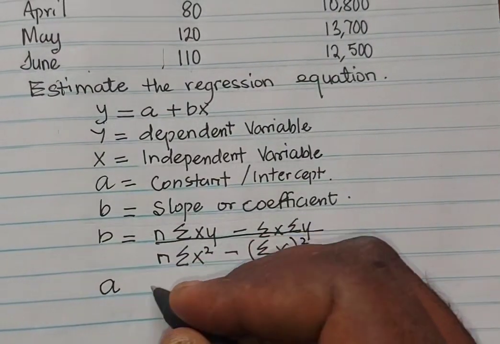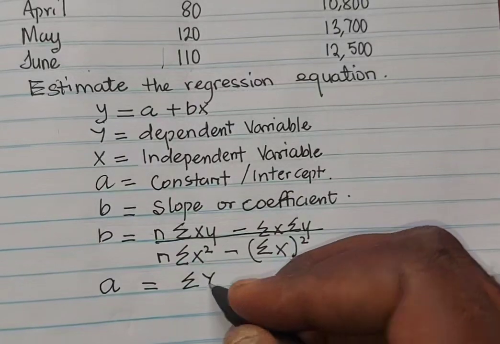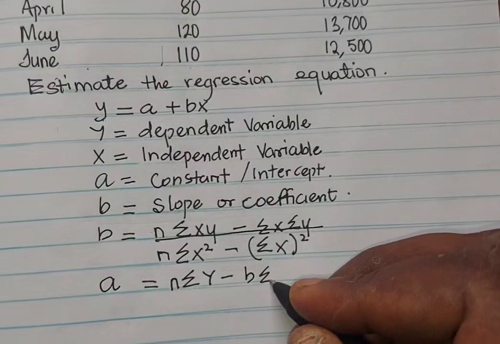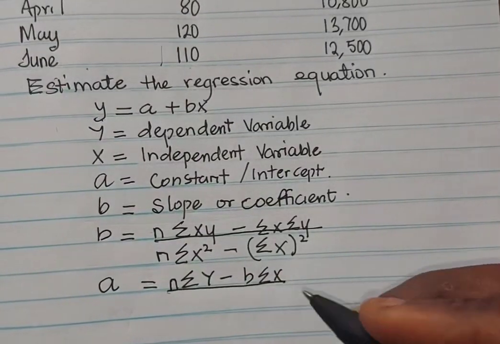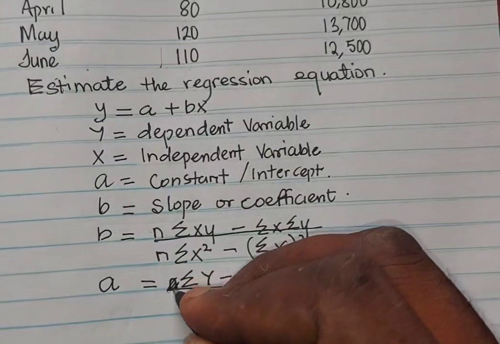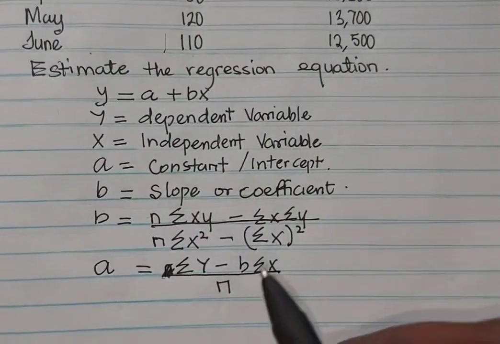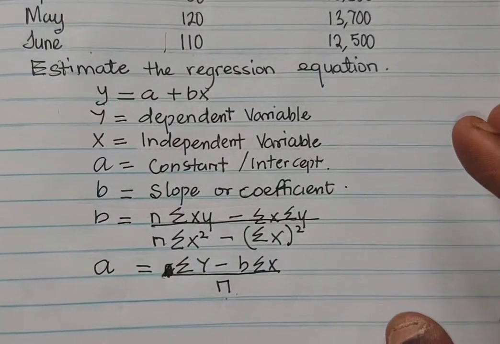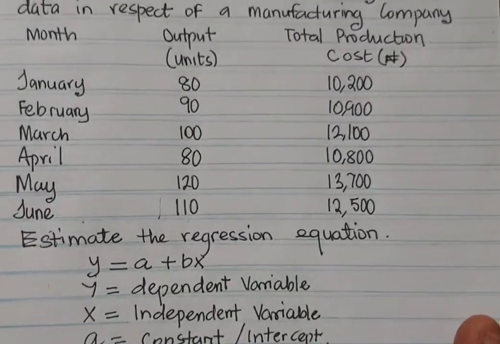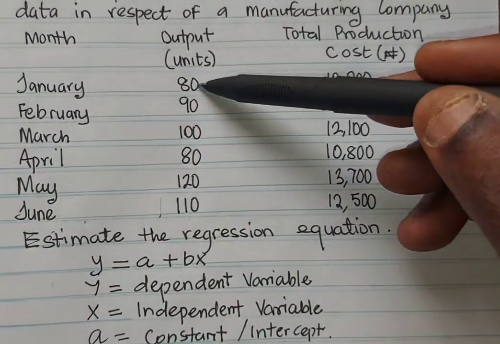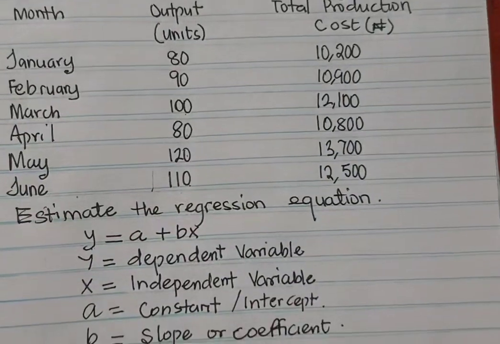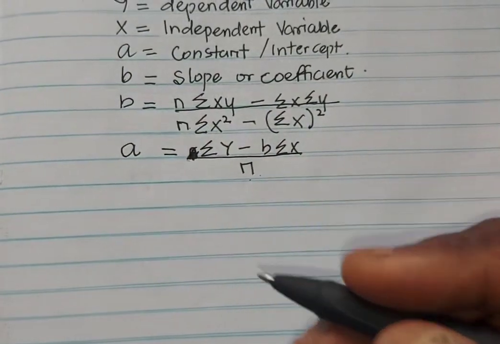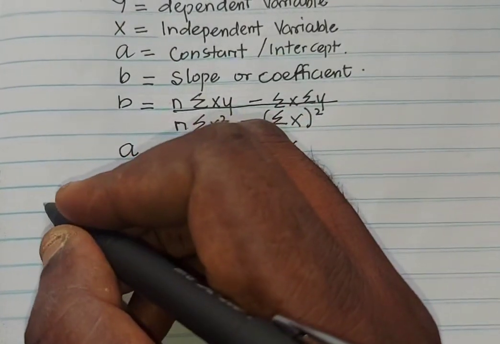Then we find a, which is summation y minus b summation x, all over n, where n is the number of observations. So in this question, our number of observations is 1, 2, 3, 4, 5, 6. It's 6.